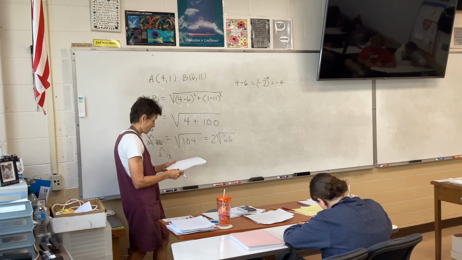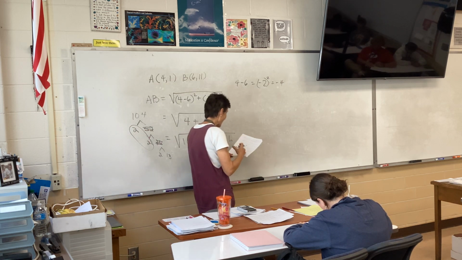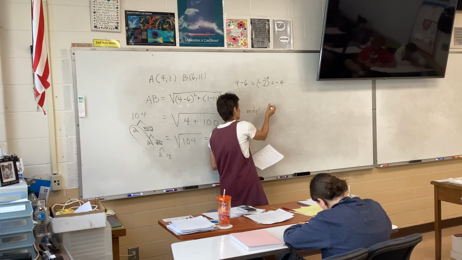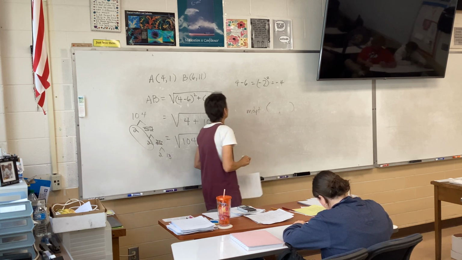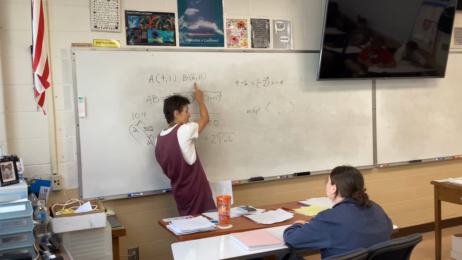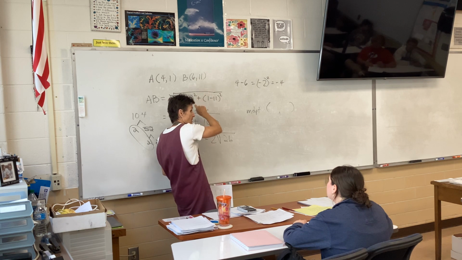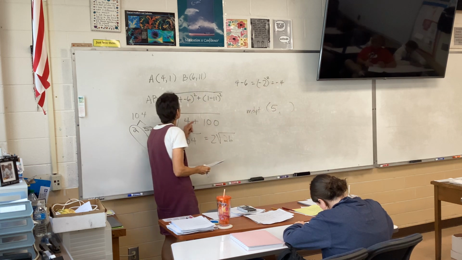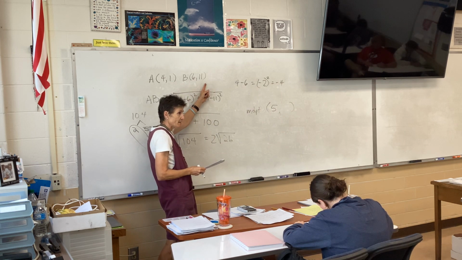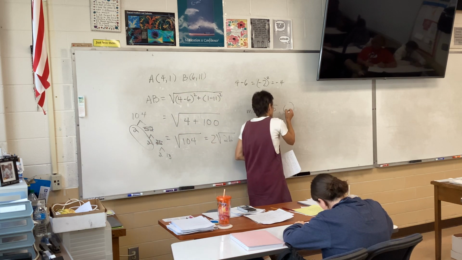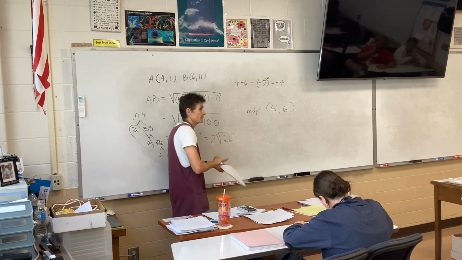All right? Second part of that, the last question on this particular test, says find the midpoint. How do we do that? Average. 4 and 6 divided by 2 is 5, the average of 4 and 6. 1 and 11 divided by 2 is 6. The midpoint is 5, 6.